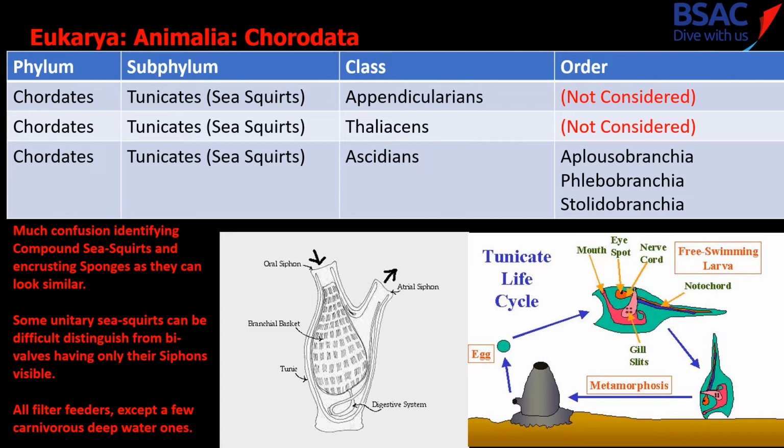The body has an outer protective covering, the tunic, which contains a cellulose-like substance. Sea squirts have 2 large pores, one to guide water into the body cavity, the oral siphon, and the other serving as an exit, or the atrial siphon. Water is propelled through the animal by cilia in the throat. Food and oxygen are taken from the water current as water passes through gill slits in the branchial basket. All are filter feeders except a few carnivorous deep water ones.